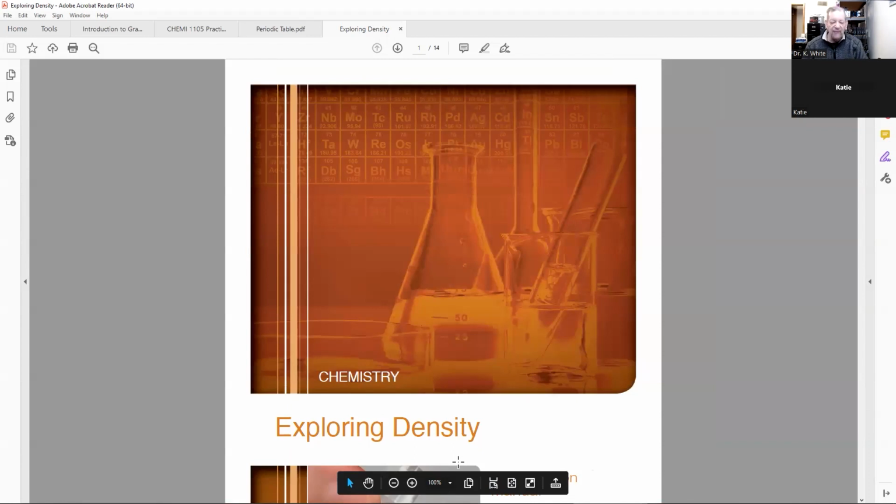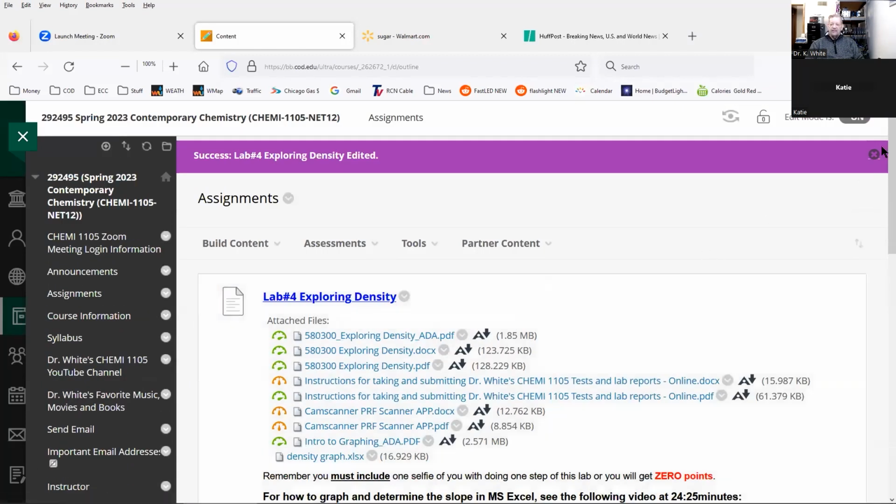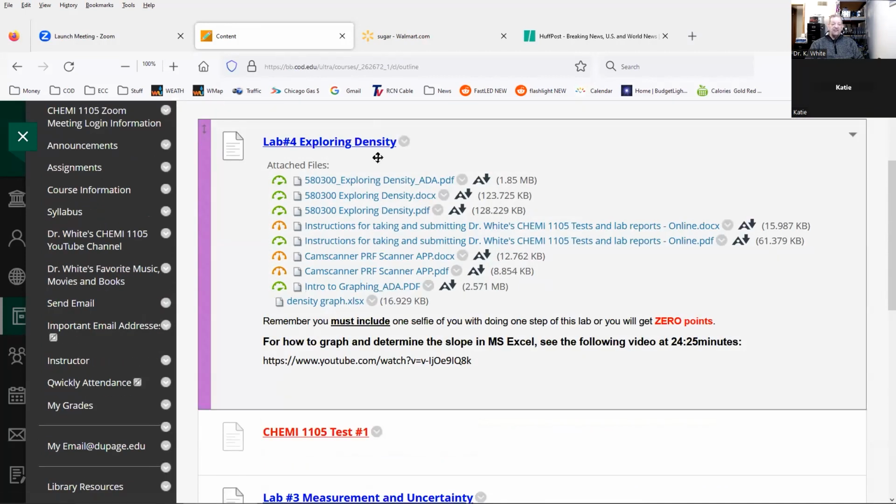All right, today's lab is exploring density. If you look on your screen right now, you'll see the assignment, exploring density. And if you notice, I got a lot there. One of the important things is you'll need to graph either by hand, or I'd highly recommend using Microsoft Word, Excel. All of you as students should be able to download Microsoft Office, or the student version of that, for free through COD.